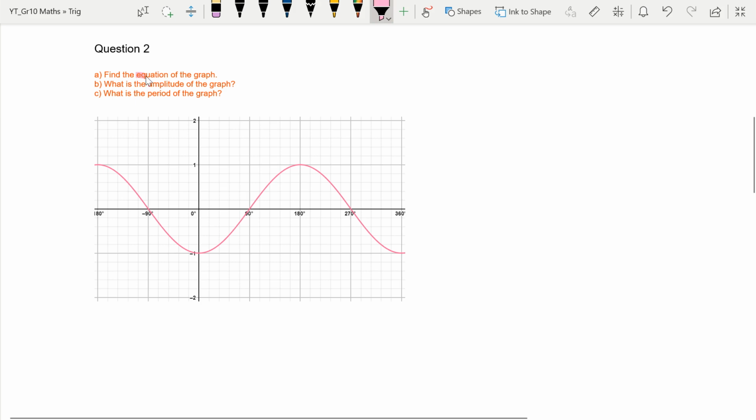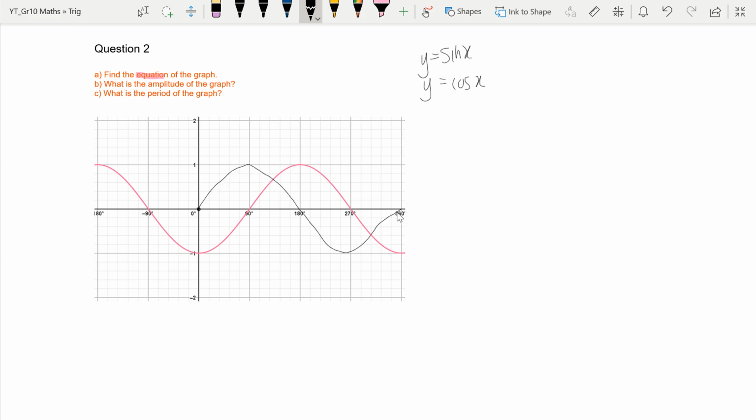Question 2, find the equation of the graph. Okay, I think we can eliminate the tan graph. So we need to consider whether this is a sine graph that has been transformed, because that's definitely not our basic sine graph, or we need to consider if this is our cos graph. Well, I'm going to draw in my sine graph quickly. It starts at 0, goes up, cuts, turns, cuts.